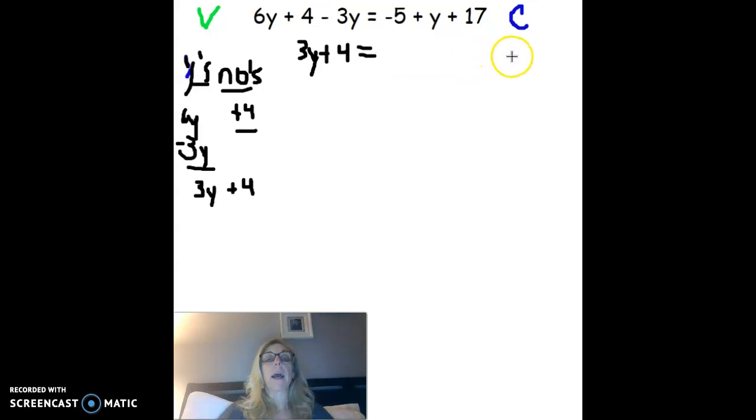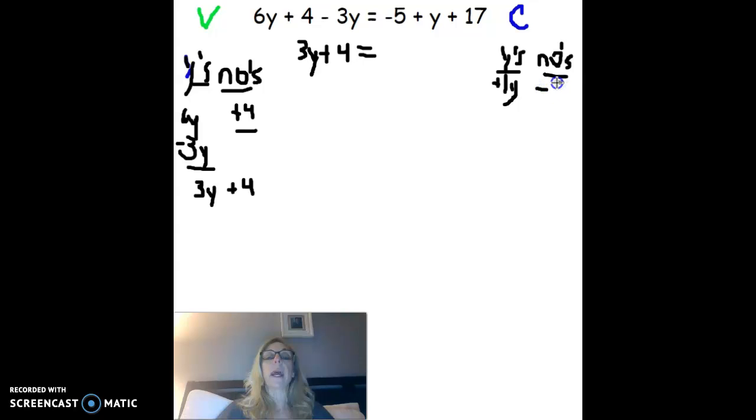On the right side, I seem to also have Y's, and I also seem to have some no's. And I'm hoping yours is a little bit neater than mine. So under my Y's, I've got a positive, and remember that invisible math? Well, there's always a 1 in front of that Y. So I'm going to go ahead and add that 1. So I have a positive 1Y.